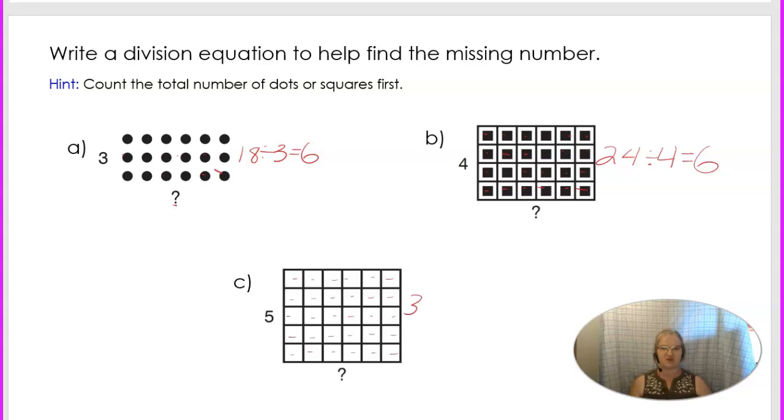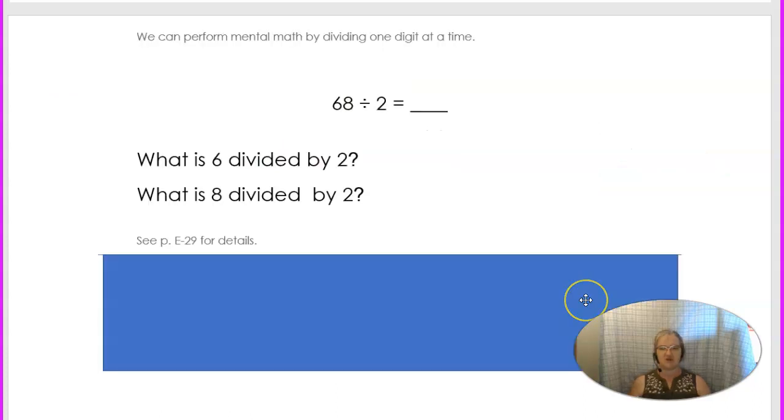All right, for C, how many squares do we have here? We've got 30 squares divided into 5 rows equals, how many columns do we have? 6.